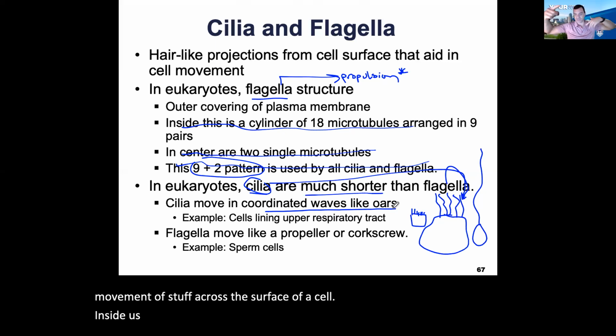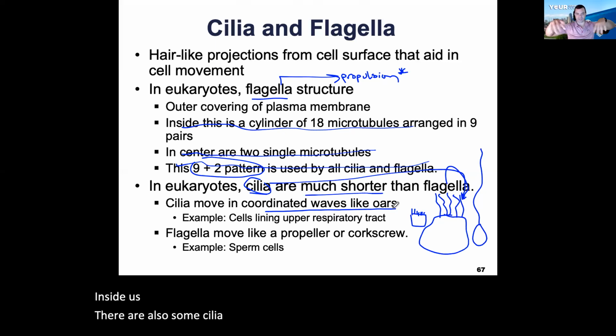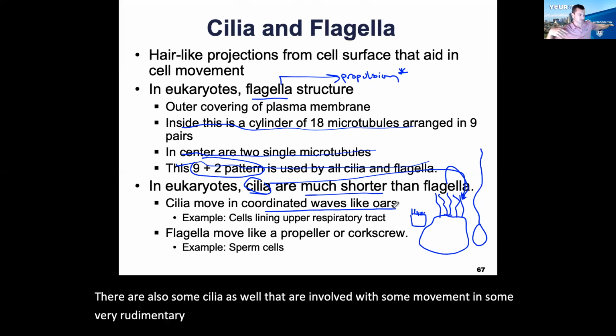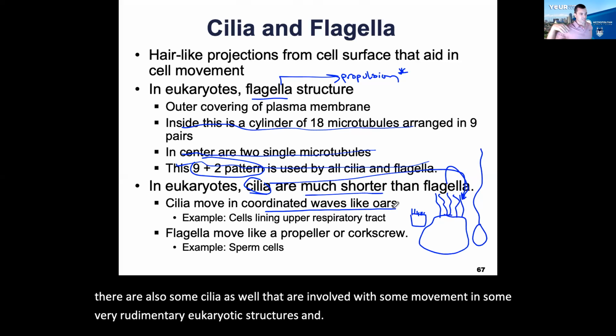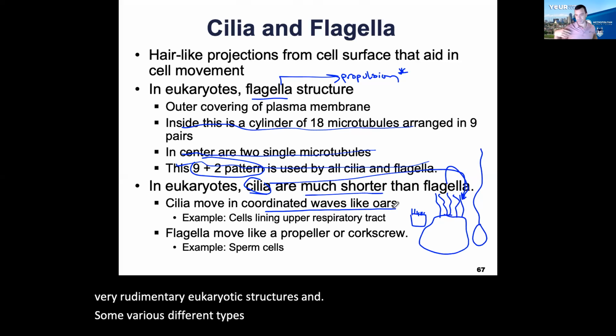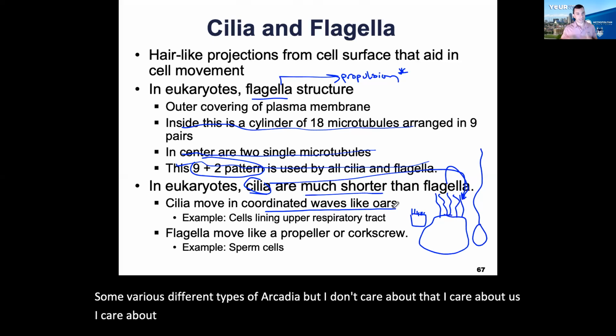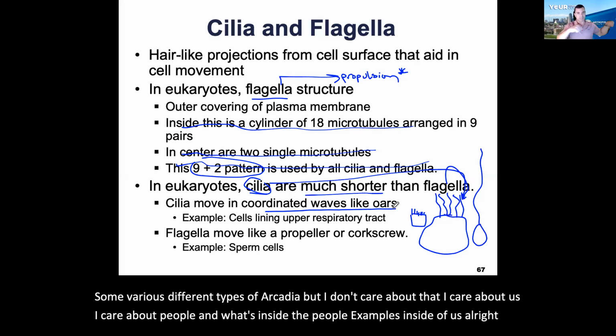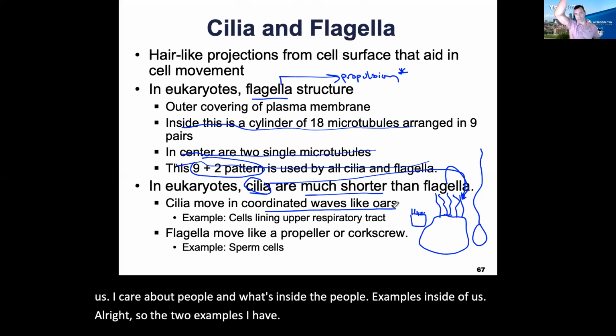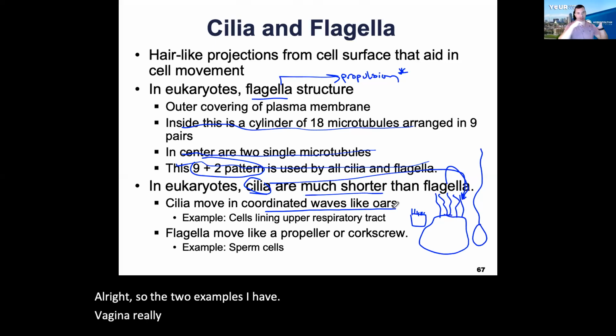There are also some cilia as well that are involved with some movement in some very rudimentary eukaryotic structures and some various different types of archaea, but I don't care about that. I care about us. I care about people, okay, and what's inside the people and examples inside of us, all right? So the 2 examples I have, flagellum, really long, okay? Hairs, a little bit shorter than that, moving stuff across the surface of a cell to get rid of it.